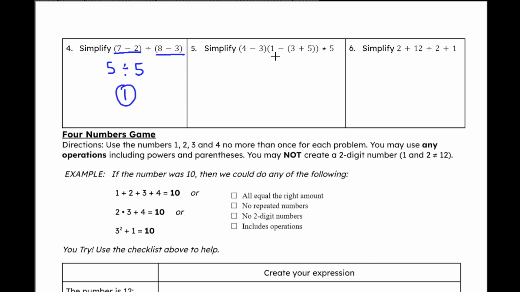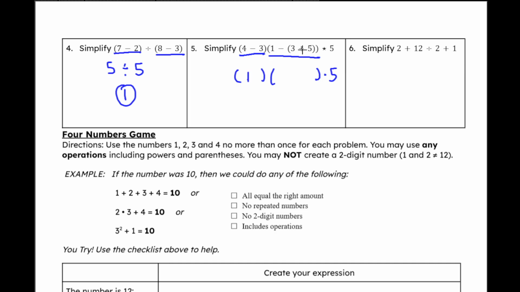Ooh, this one's a little tricky here. So we see a lot of parentheses here. So you can see there's one set of parentheses here and another one here, and then there's another parentheses inside the parentheses for the second one. So let's first set this up here. All right, 4 minus 3, that's 1. This is a little tricky.